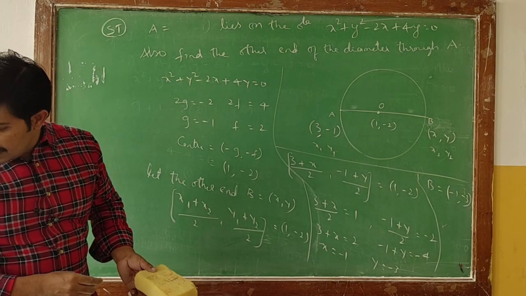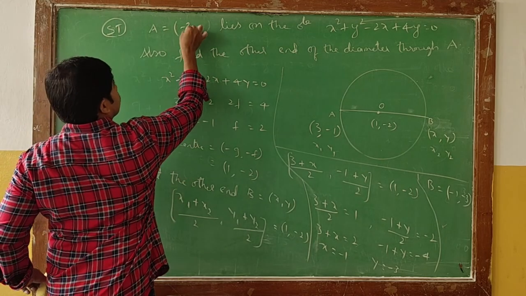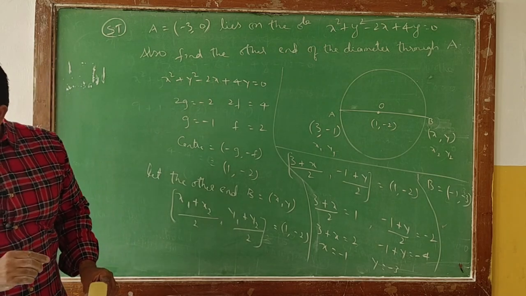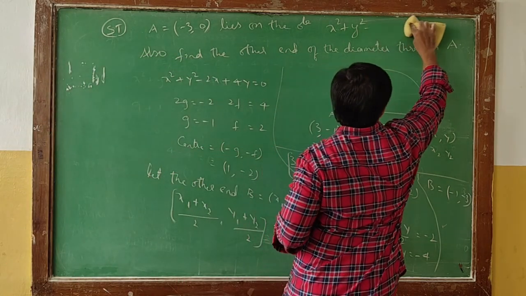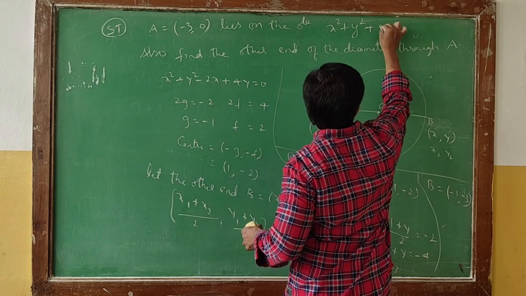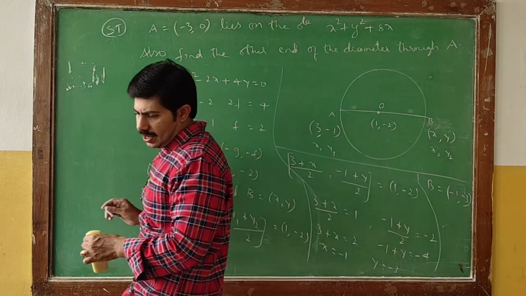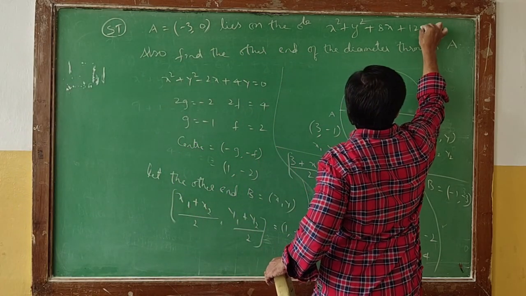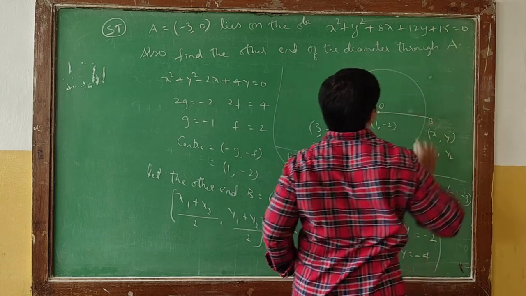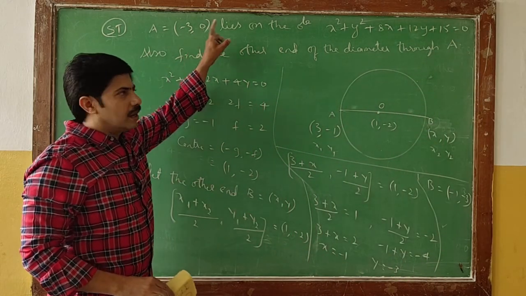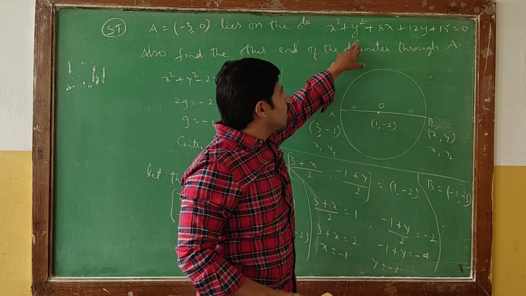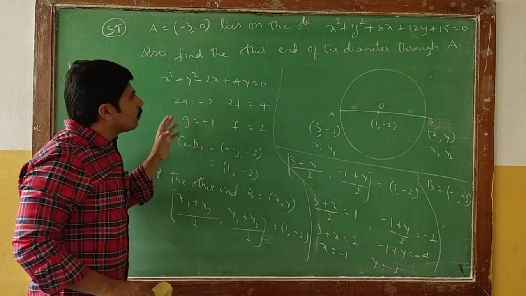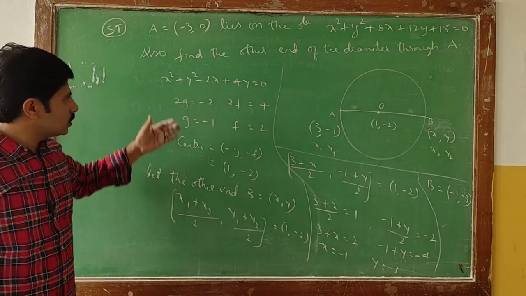Show that the point A (-3, 0) lies on the circle x square plus y square plus 8x plus 12y plus 15 is equal to 0. Also find the other end of the diameter through it. So, a similar problem, you try.